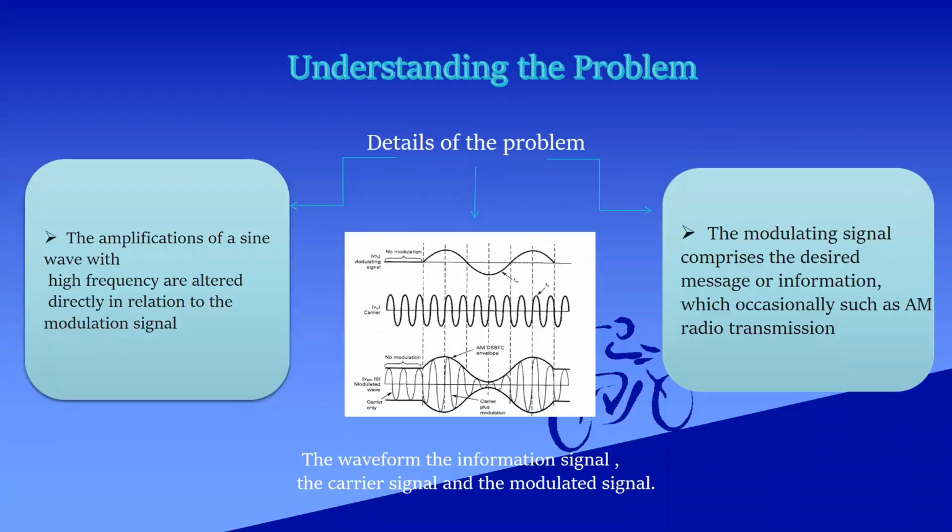First is the implication of a sine wave with high frequency, which is altered directly in relation to the modulated signal. Next, the modulation signal compresses the desired message or information, such as in AM radio transmission. And then the waveforms: the information signal, the carrier signal and the modulated signal.